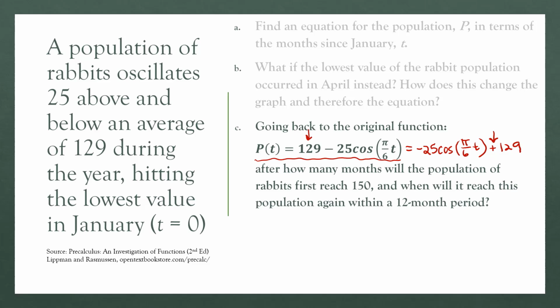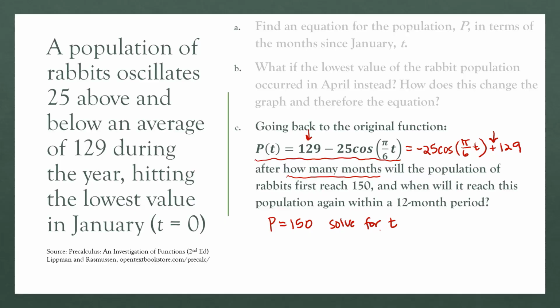All right, so the question now is, after how many months, so we're going to be looking for how many months, we're solving for t, will the population of the rabbits first reach 150? So the population reaching 150, that's a p-value of 150, and I want to solve for the months, which is t. When does it first reach 150, and then when will it reach this population again within a 12-month period? So in other words, within one period. We can do this algebraically, but it might help us to take a look at a graph first.